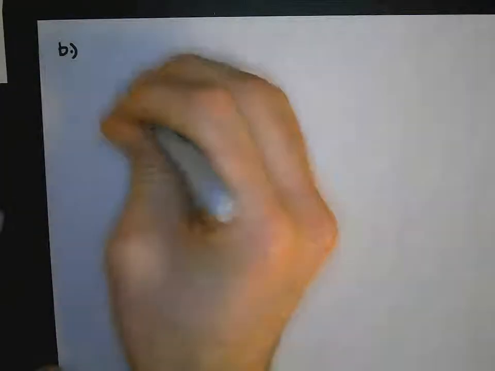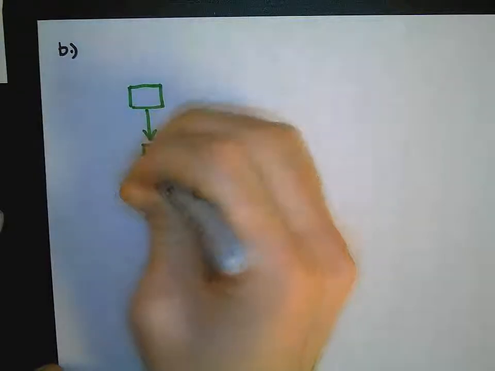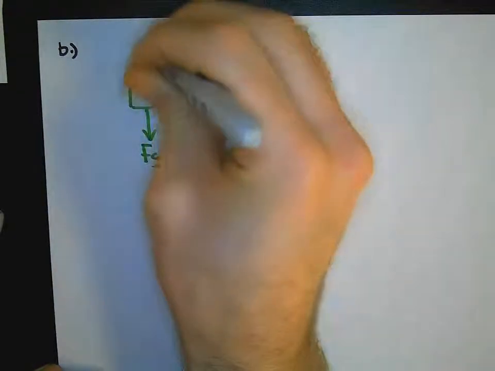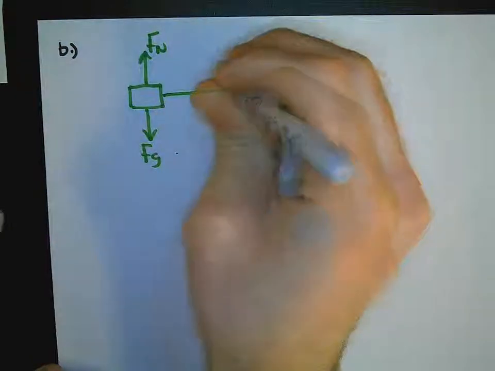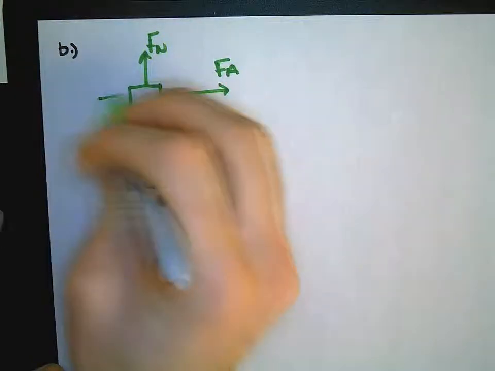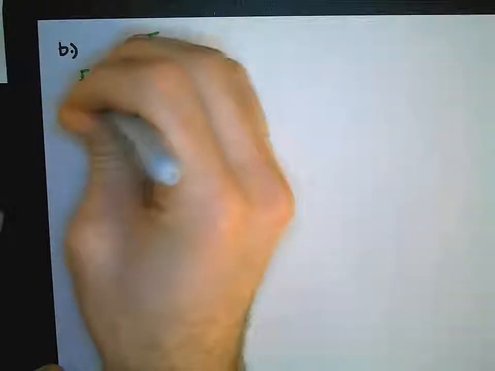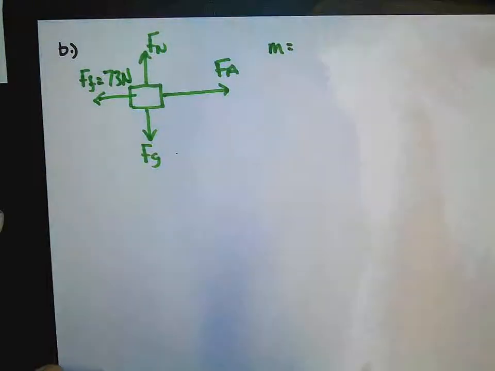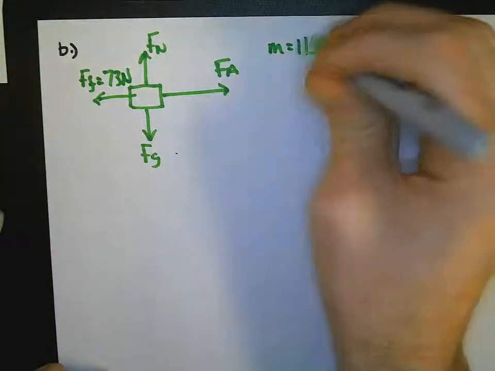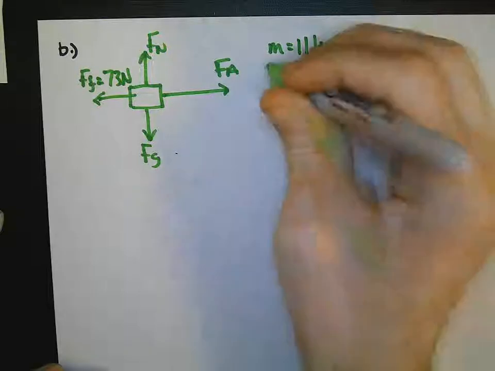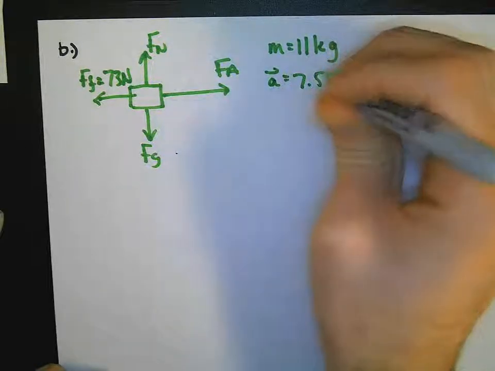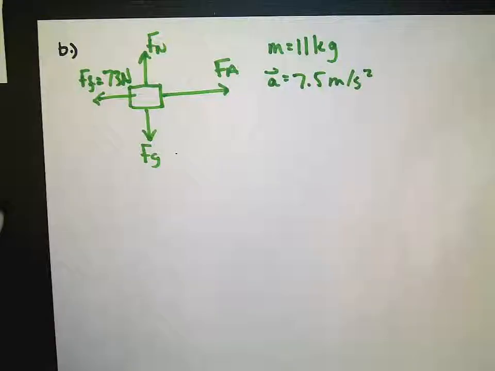So just recall that free body diagram yet again. Force of gravity, normal force, we have an applied force, which we don't know, and we have our force of friction, which was always 73 newtons. We have our mass of our wagon, which is 11 kilograms, and we have our acceleration of 7.5 meters per second squared.